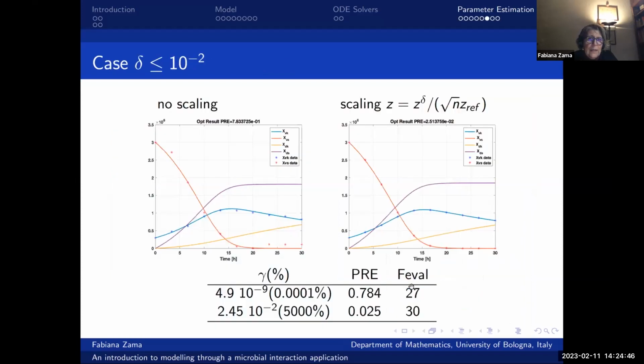The second one is that if we want to increase the amount of noise, we have no hope to obtain an estimate of the parameter unless we scale the data. So we have to apply a scaling of data in order to obtain results that are comparable to what happens for a small noise. This was one of the issues that we had for this problem.